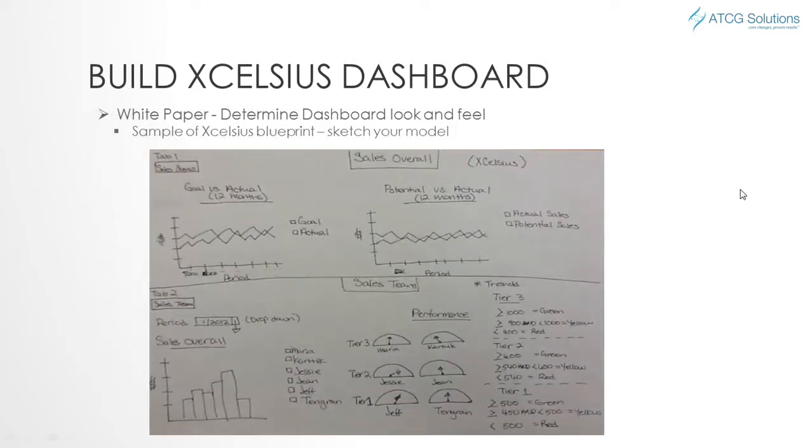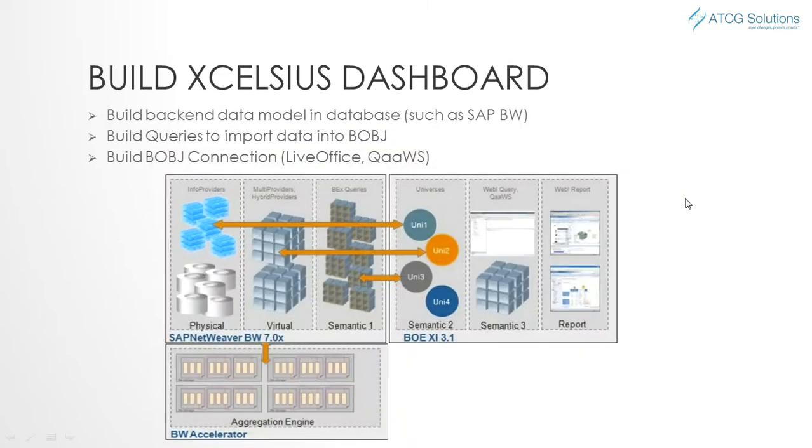First, we use a white paper to determine the dashboard look and feel. It's like a blueprint schedule module. You have to know what you want to do, and then build the backend data module in the database, build queries to import data into BOBJ, and build the BOBJ connection.